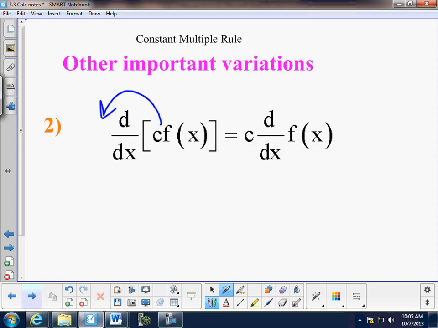If there's a constant out front, you can just ignore that constant, bring it out front, take the derivative of the function, and then multiply by the constant again.